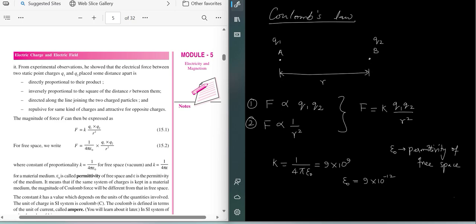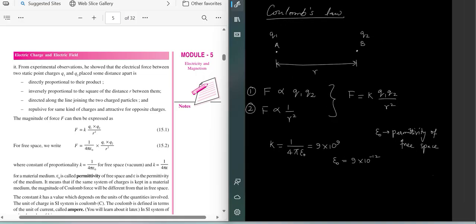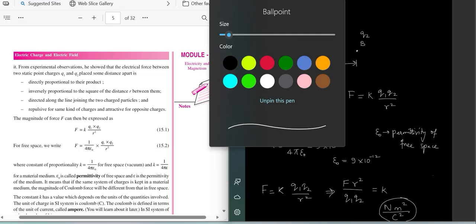If we want to know the units of K, let's understand it like this. Force equals K into Q1 Q2 upon R square. If I keep only K on one side and shift everything else to the other, K equals force into R square upon Q1 Q2. The unit of force is Newton, the unit of R is meter, so it will be Newton meter square, divided by the unit of charge, Coulomb, so Coulomb into Coulomb, Coulomb square. This is the unit of K. I will write it here: Newton meter square per Coulomb square is the unit of K.